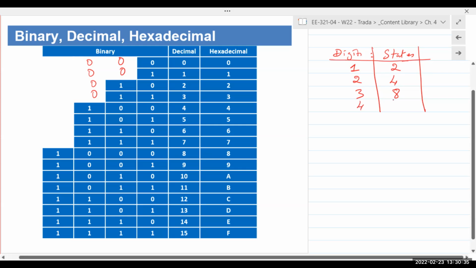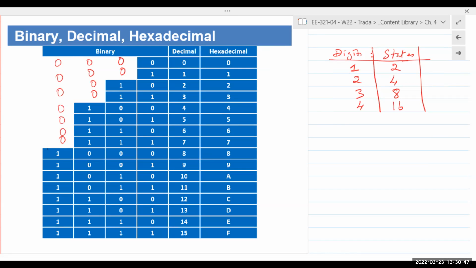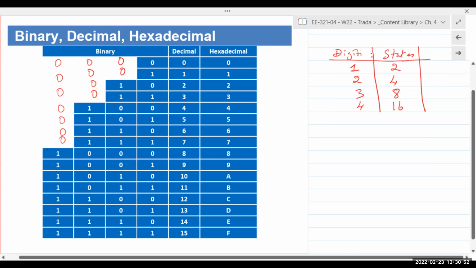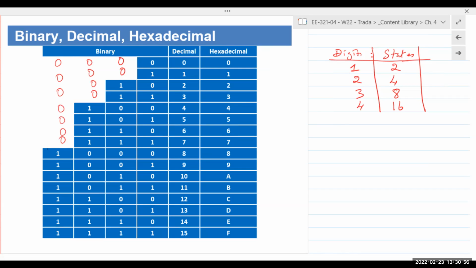And if you have 4 digits, then it's 16. Then you plug in 8 zeros, and then you take this entire table, all these 8 numbers, and you paste it right there. And there you get 0 through 15. The count is 16 numbers, but you always start with a 0. So binary, again, you always start with a 0.